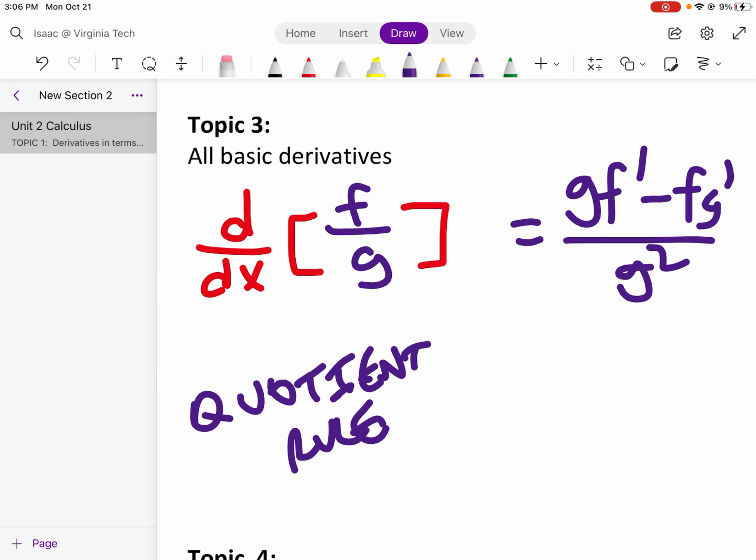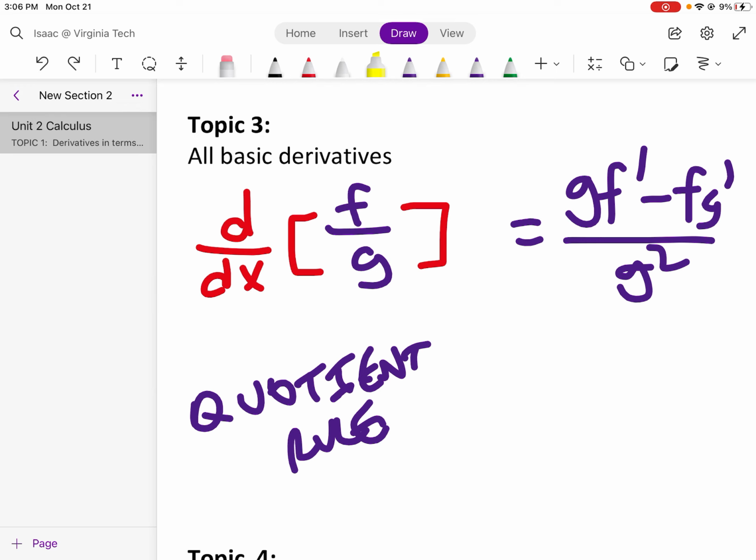Like I said, I didn't come up with that. But that's a really good way to remember it, because otherwise it's kind of hard to remember. So we're saying low d high, so we're saying the lower thing, g, times the derivative of the high thing, minus high d low, so it's like the reverse, divided by g squared, not divided by g prime squared, just g squared. And off we go. So that's the quotient rule. That's what you'd have to do.